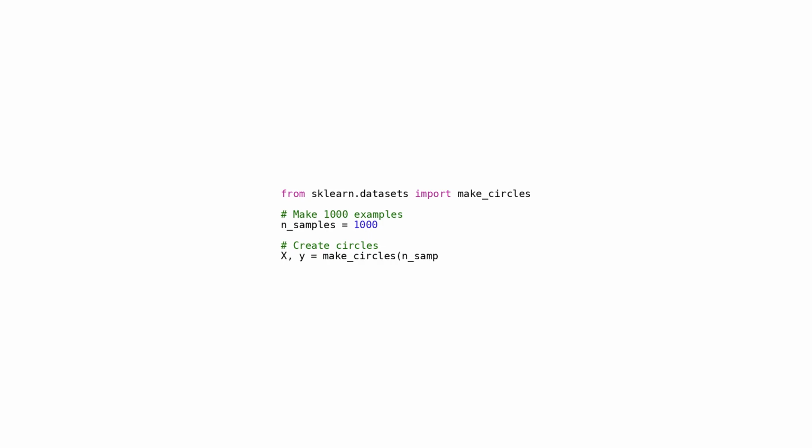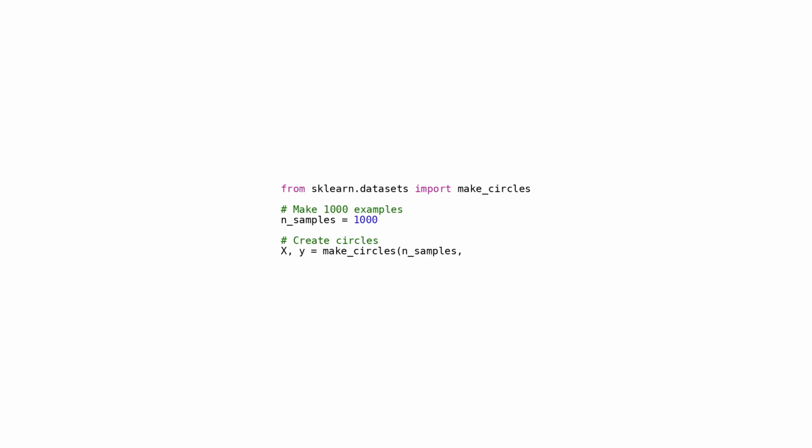The purpose of this code snippet is to generate a synthetic dataset consisting of points grouped into a circular pattern. This is achieved by using the make_circles function from the sklearn.datasets module, which is a part of the scikit-learn library. The code specifies that 1,000 examples, n_samples equals 1,000, should be generated. The make_circles function is then called with three parameters: the number of samples, n_samples; the amount of Gaussian noise, noise equals 0.03, added to the data to make the task more challenging by introducing some variation to the points; and a seed for the random number generator, random_state equals 42, to ensure reproducibility of the dataset.